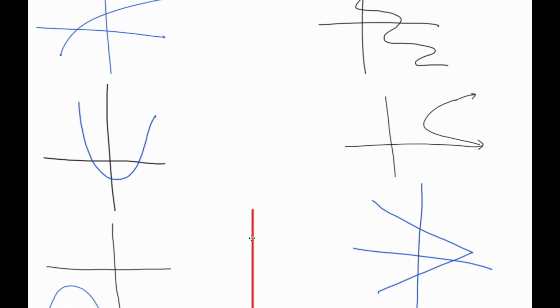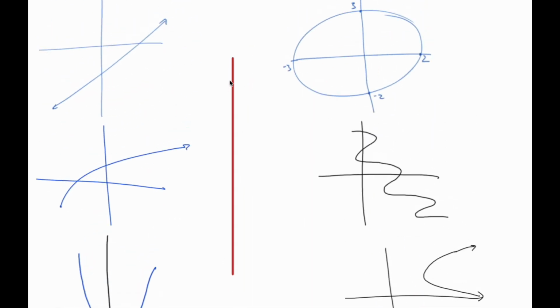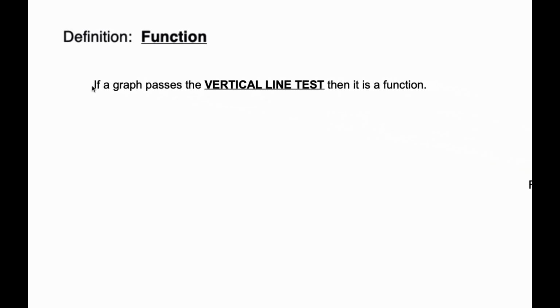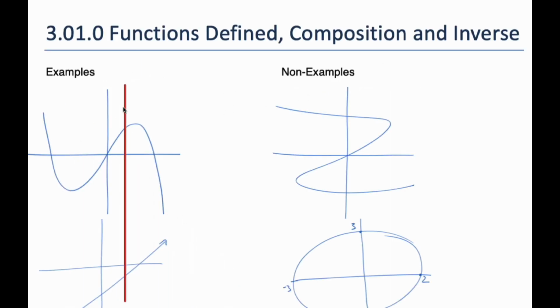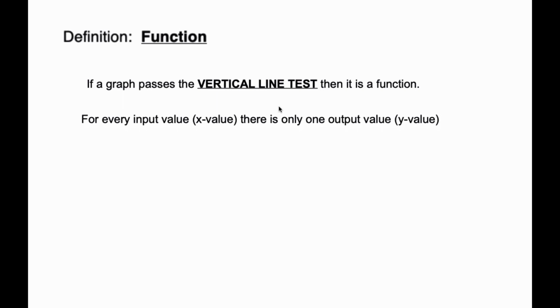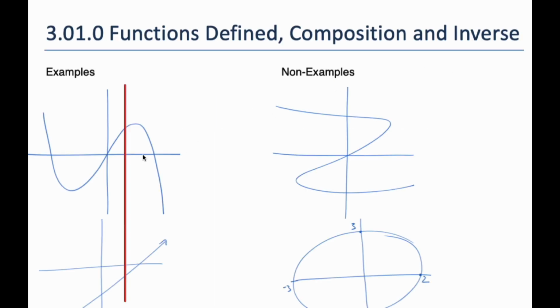So if you can take a vertical line and pass it through the graph from left to right, and it only ever touches the graph once, that means it is a function. So to help you define this, if a graph passes the vertical line test, then it is a function. So all these functions here passed what we call the vertical line test. And for every input value, there is only one output value. So if I take an x value, I plug it in, I only get one y value back. Whereas here, if I plug this x value in, I get a y value, a y value, and a y value. And that is your definition of a function.